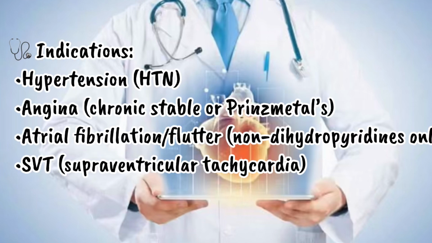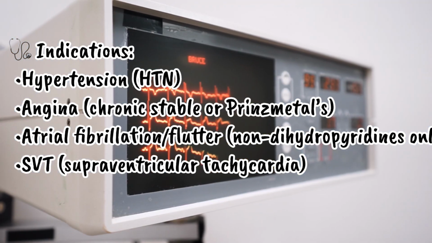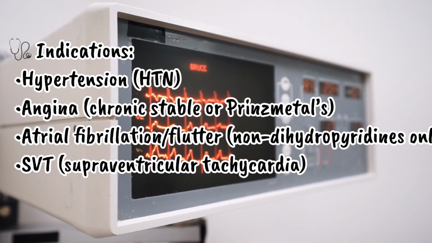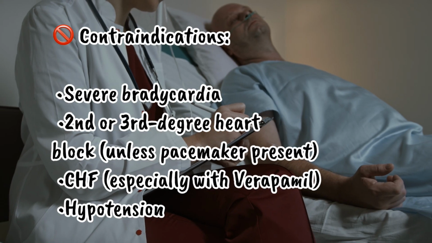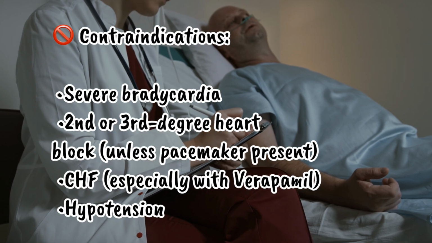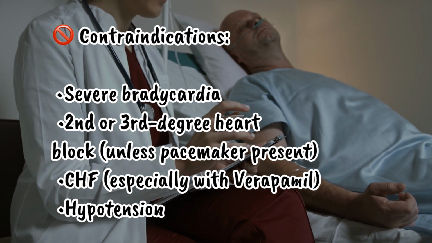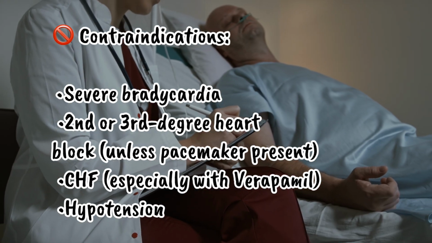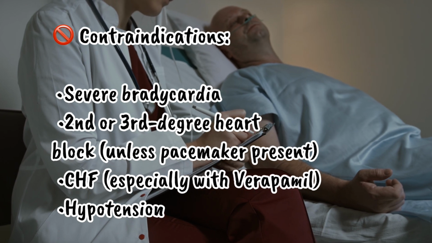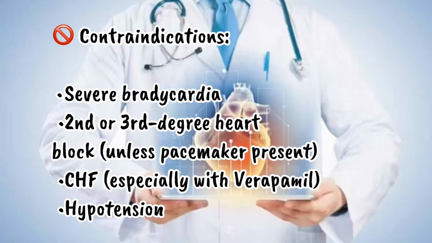So, for indications, it is used in hypertension, angina, atrial fibrillation, or supraventricular tachycardia. Contraindications: in severe bradycardia, we cannot give calcium channel blockers because they will also lead to a decrease in the heart rate. Also second or third degree heart block, chronic heart failure, and hypotension.